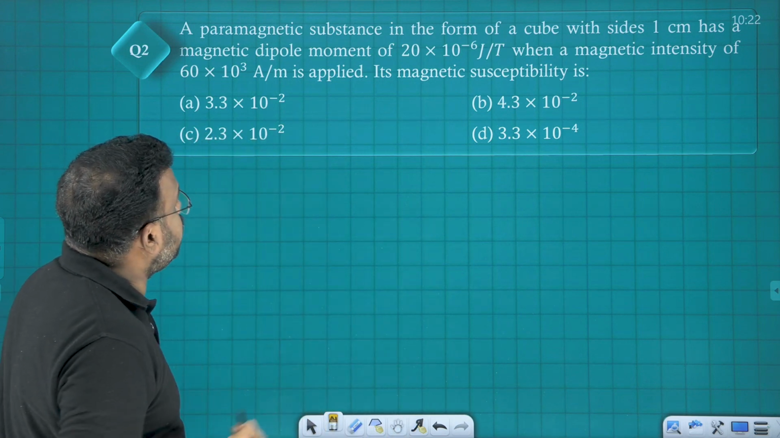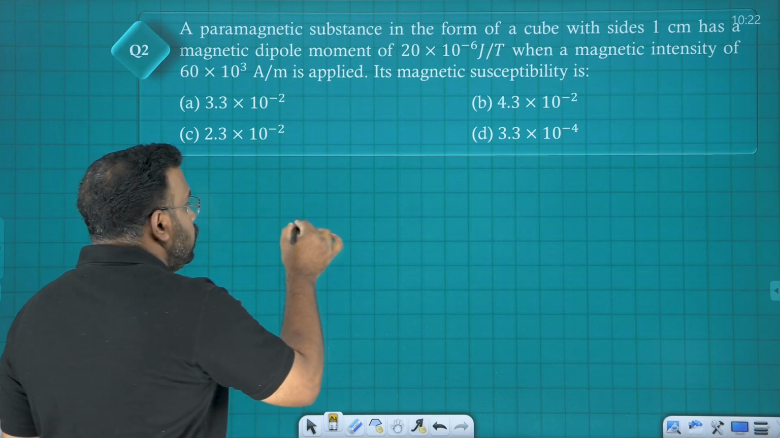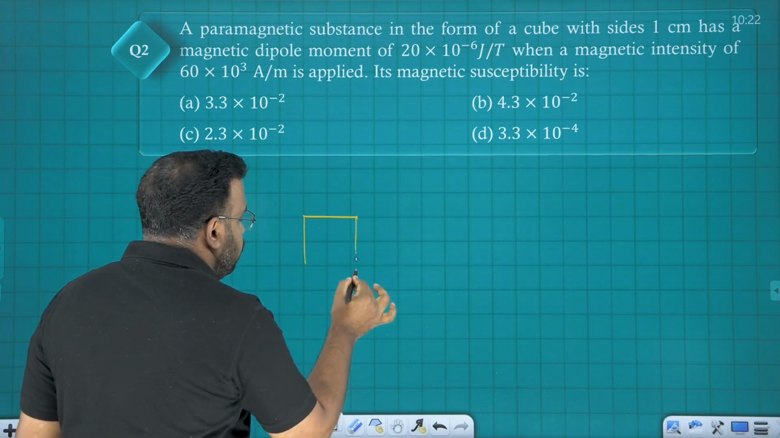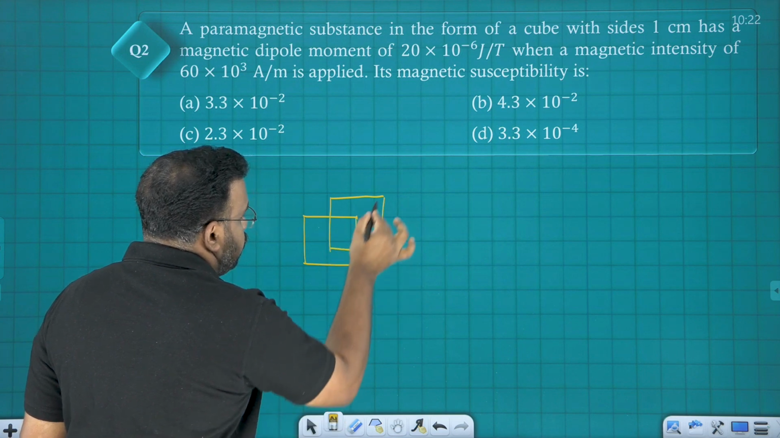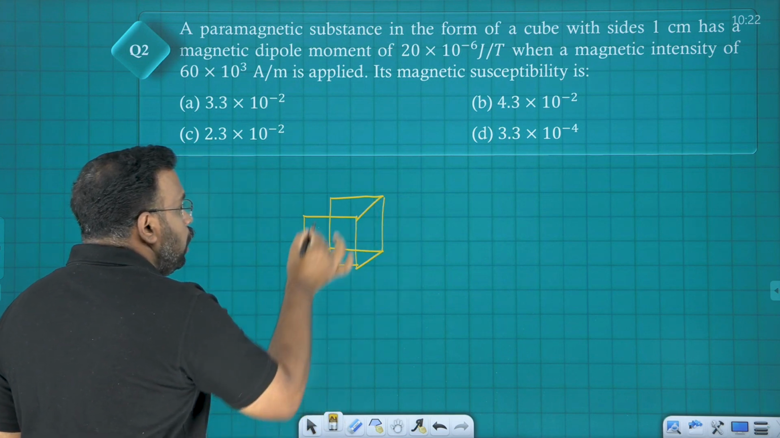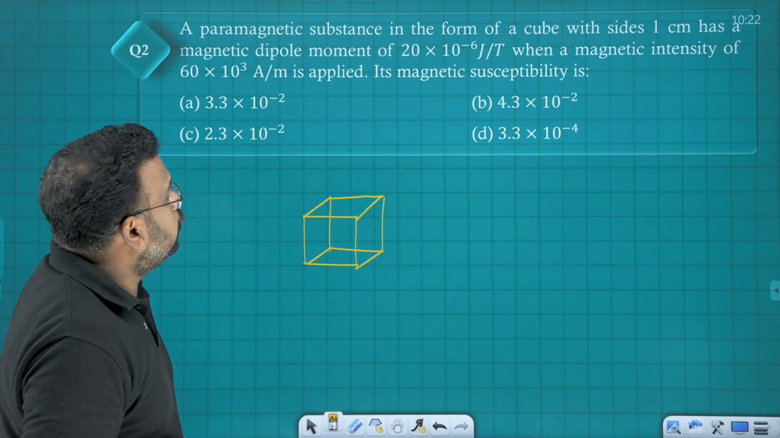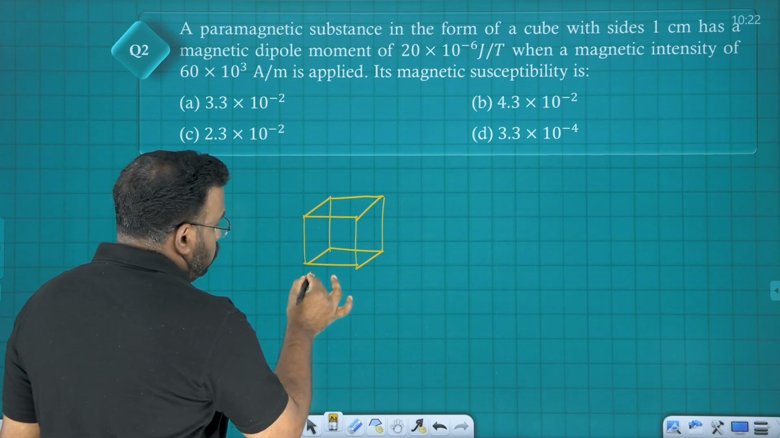So there is a paramagnetic substance in the form of a cube. We can take this as the paramagnetic substance. It is in the form of what? A cube. Alright. The side is given as 1 centimeter. So this is 1 centimeter.